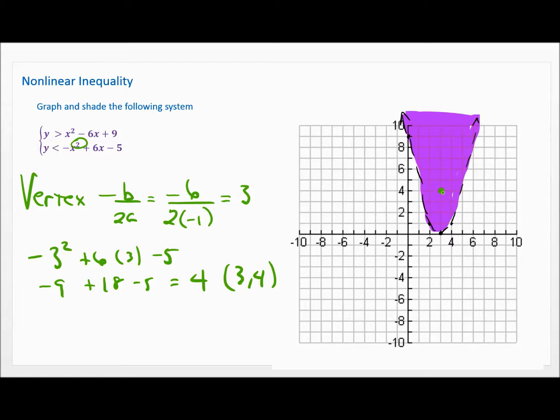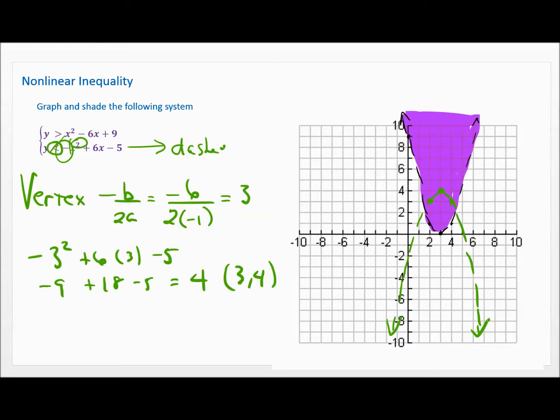Now, do I do a solid or a dashed line? Well, we know we do a dashed line. Why do we know? Because there's no equal to there with that less than sign. Has it been stretched? No, it hasn't been stretched because there's a 1 in front of that x squared. But does it open upward or downward? It opens downward because of the negative x squared. Okay, so not stretched, which means I go down 1 on each side of the vertex, and then I do a rough sketch of my parabola. There we are.